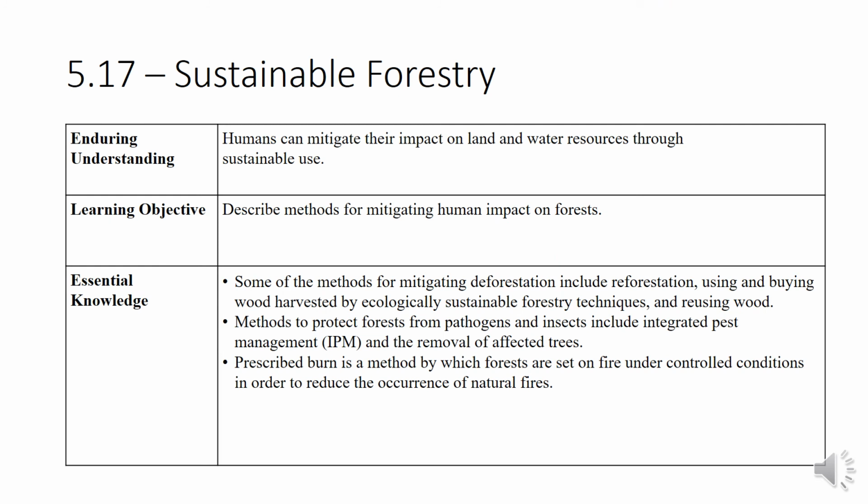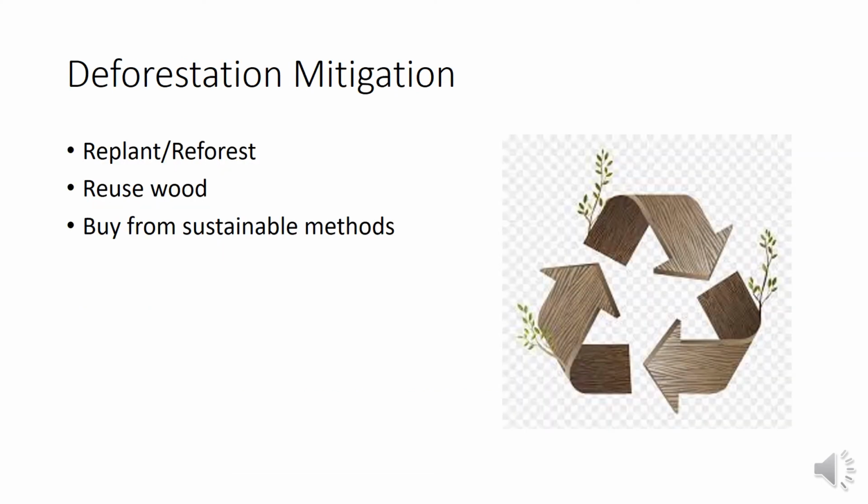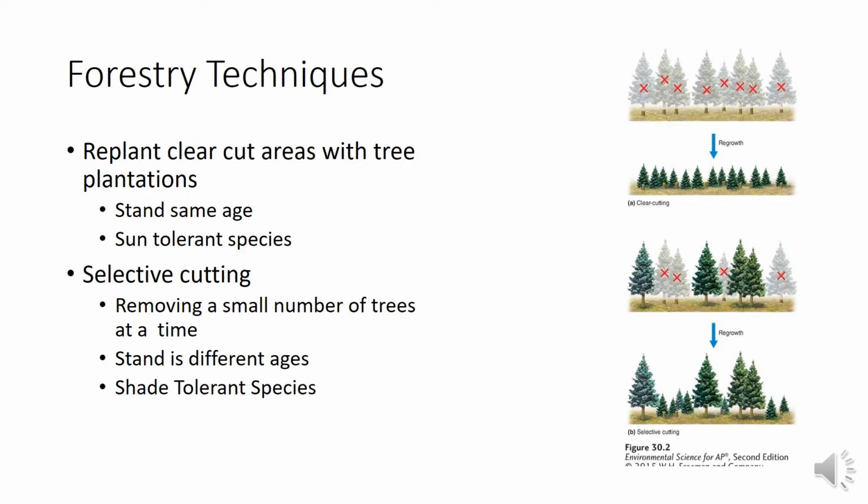So finally, we're going to talk about sustainable forestry. So we obviously are going to use lumber, but how can we do that sustainably? And so one way to mitigate what's already been done is to replant or reforest deforested areas. We could reuse wood to decrease the amount of wood that we're actually using. And also we could buy from companies that are using sustainable methods. So what does sustainable methods actually look like?